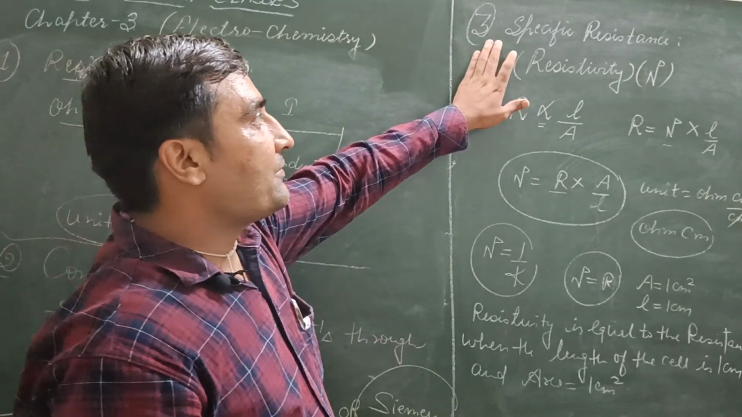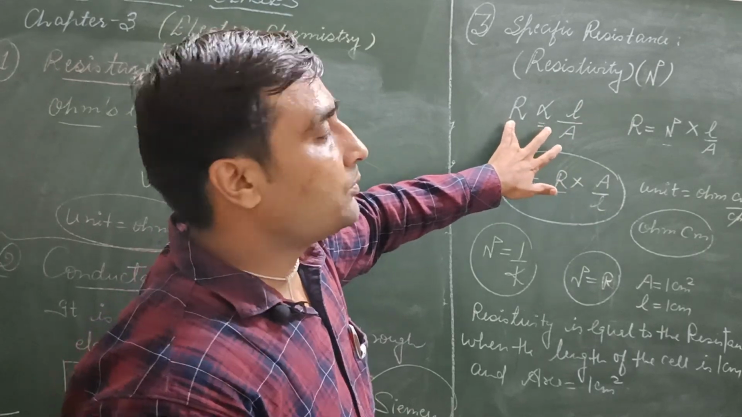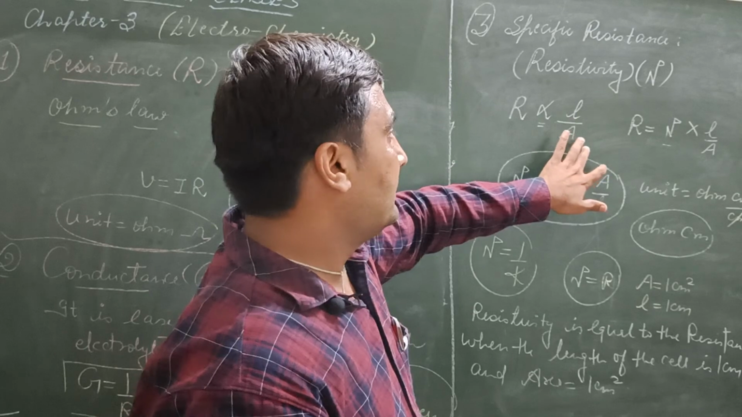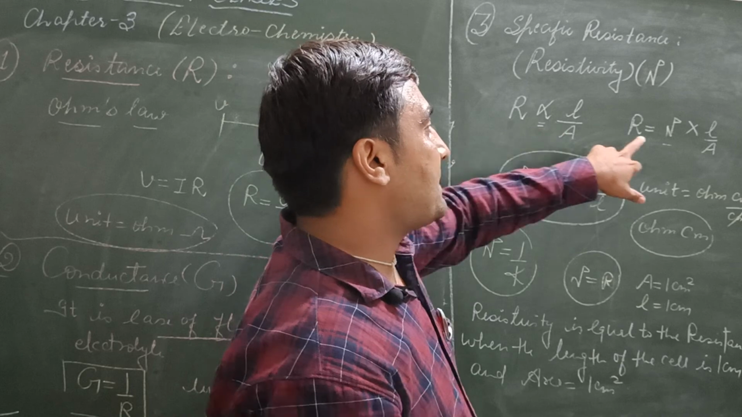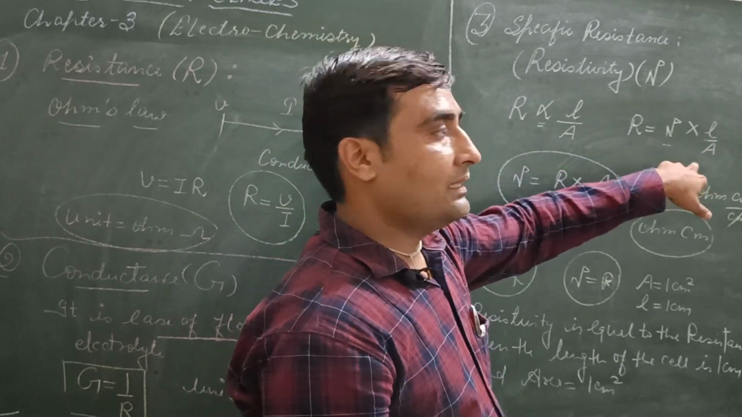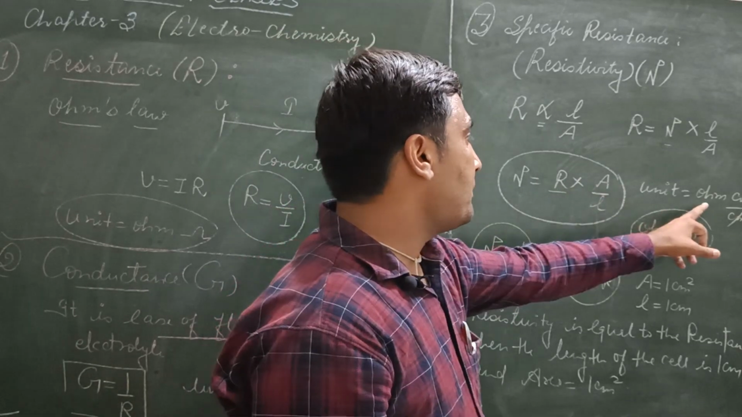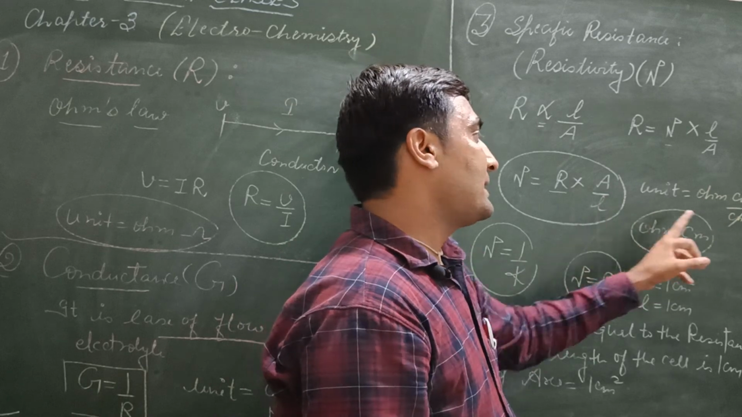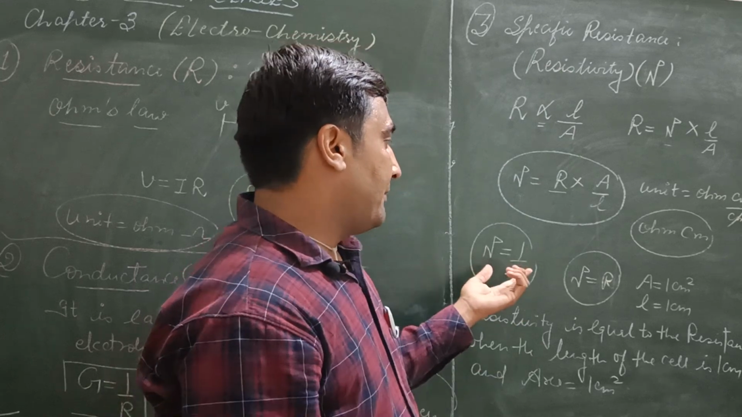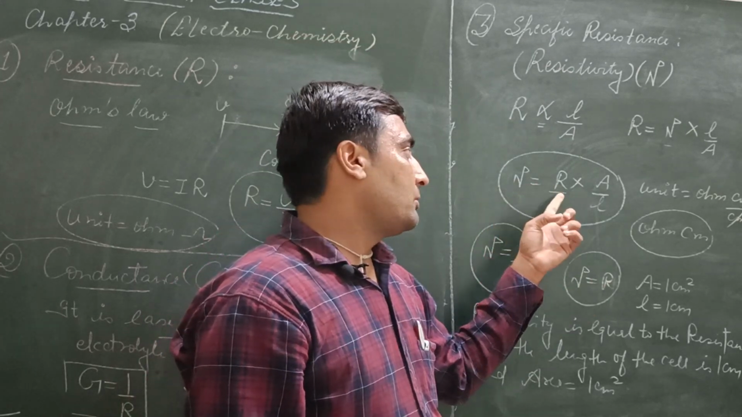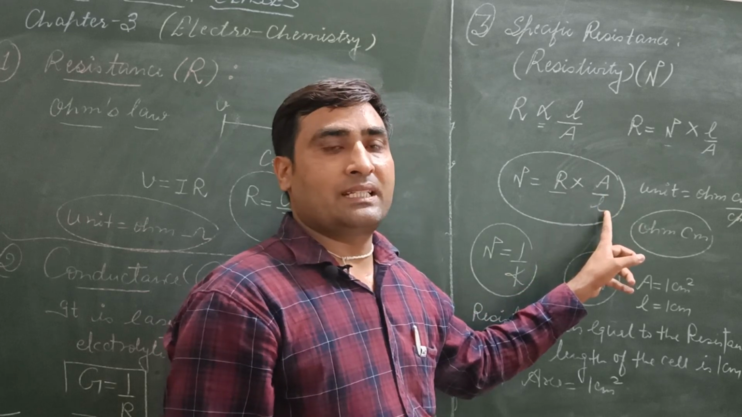Next is the term specific resistance or resistivity, shown by rho. We have to learn it by this formula: R is directly proportional to length by area. This proportionality constant can be replaced by rho, so R equals rho L by A, and rho equals R into A by L. Unit of R is ohm, area is centimeter square, length is centimeter. We find ohm centimeter as the unit of resistivity. And resistivity is equal to the resistance when the area is 1 centimeter square and the length of the cell is 1 centimeter.